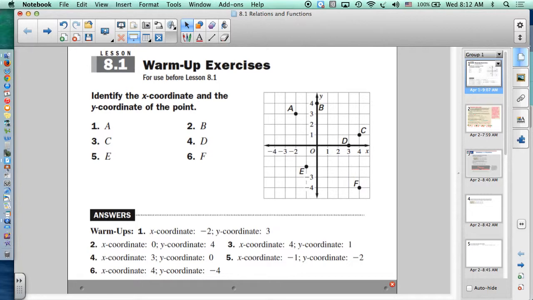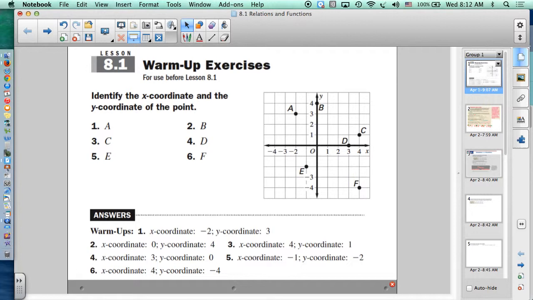Number 2 doesn't go left or right, goes up 4. So those coordinates are 0 for x and 4 for y. Number 3, point C, goes to the right 4 and up 1. So the x-coordinate is +4, y-coordinate of +1. For D, it goes to the right 3, but it does not go up or down. So that would be an x-coordinate of 3, a y-coordinate of 0.